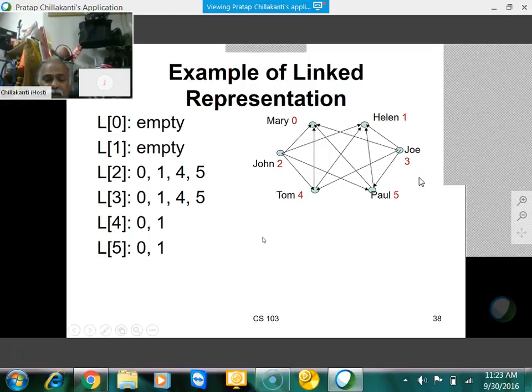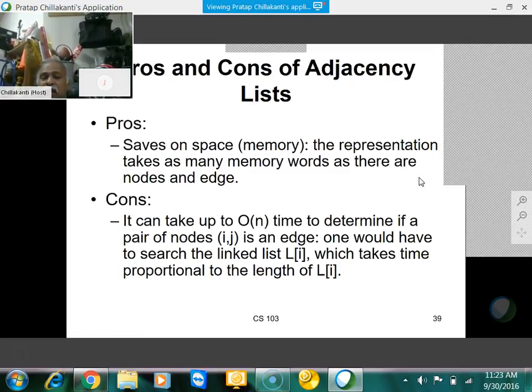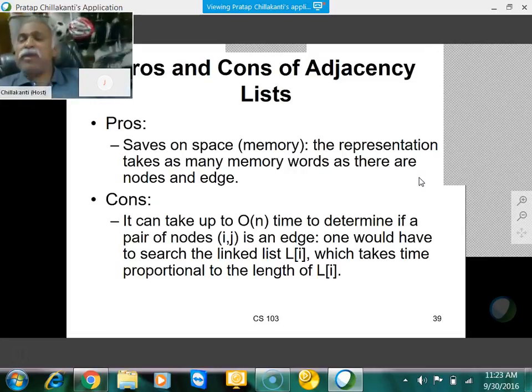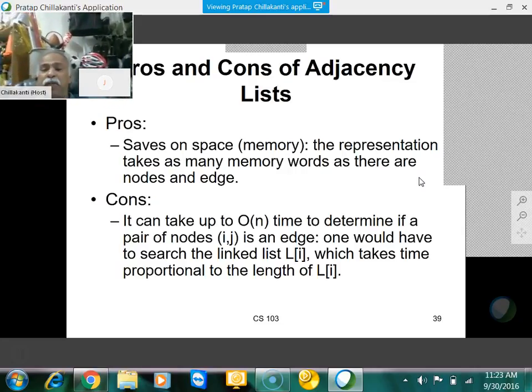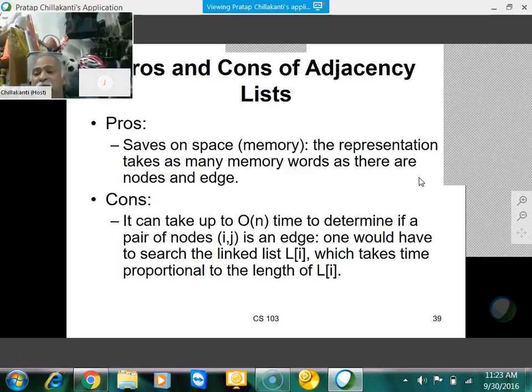So when you look at the list, these are the pros. It saves on space, because it only takes as much memory words as there are nodes and edges. Why? Because remember, a linked list is not static. Remember all the concepts we learned where we do a memory allocation with malloc. So you use only as much space as required. In the case of an adjacency matrix with an n by n table, you have to pre-allocate n squared locations.